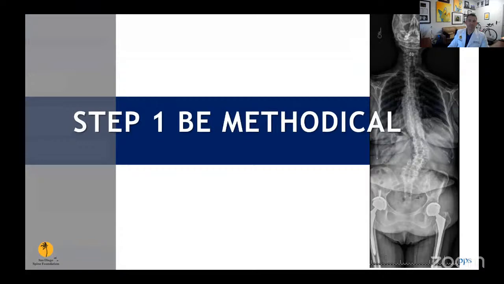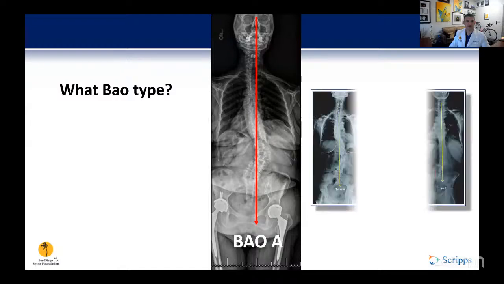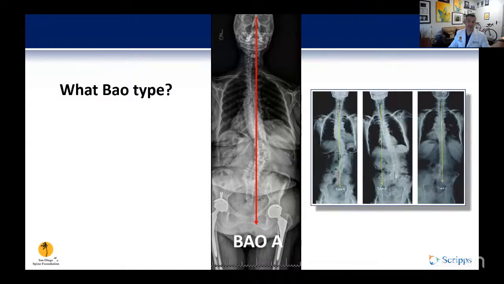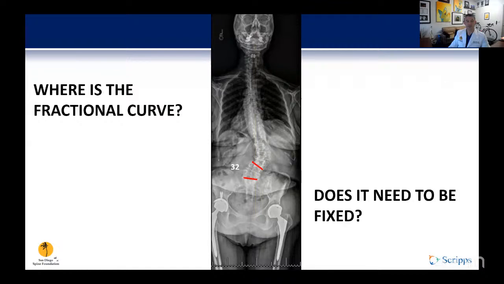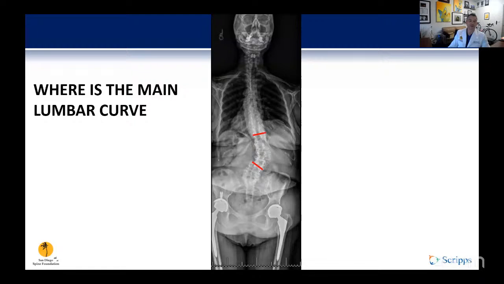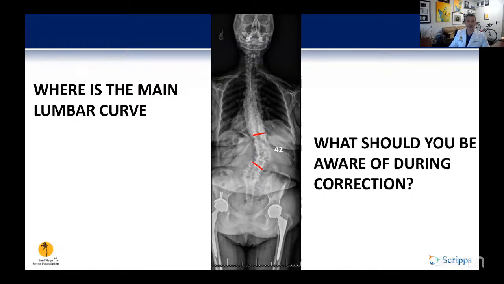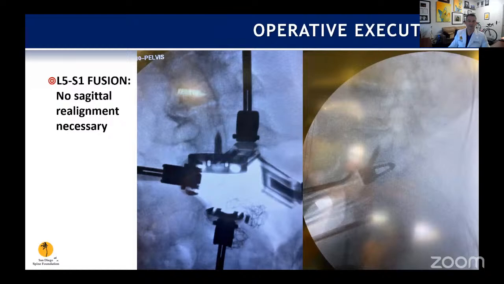So again, be methodical is the key here. Understand the bow types. This one's a bow A, but is in danger of being a C, because if you fix the main lumbar curve too much, you'll knock them off to the right. Understand where the fractional curve is. Understand where the main lumbar curve is, which is the one above it. Understand its magnitude and how you're going to try to correct it. And then you can work your way through this case.